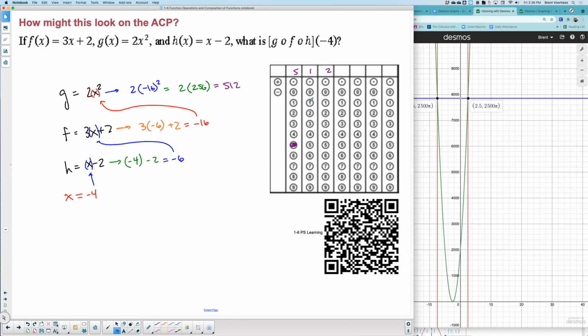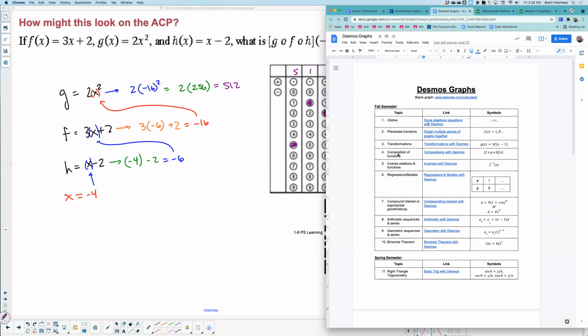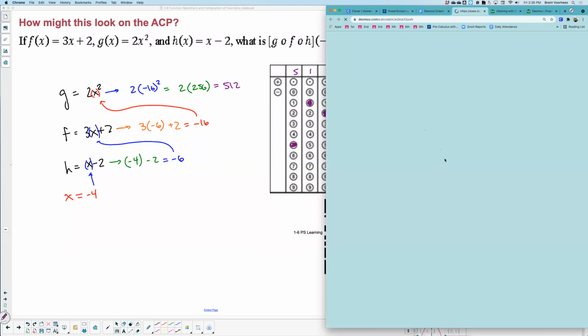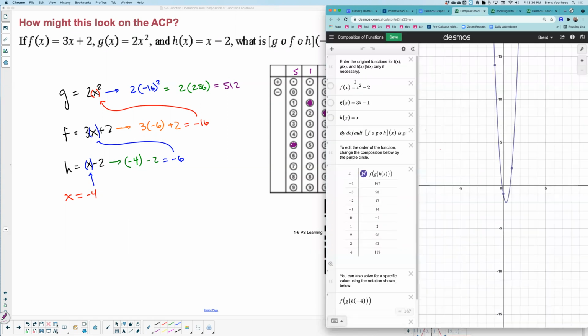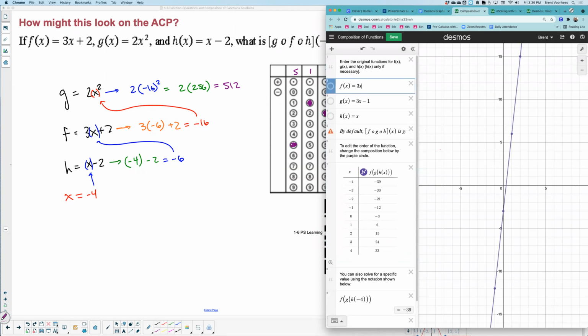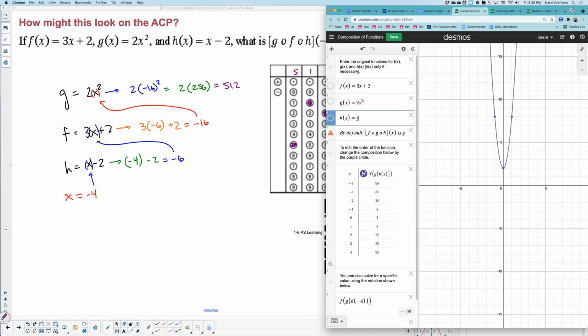And so last but not least, could you check this with your calculator? You bet. The best way to do compositions of functions is, I have this calculator for this. If you put compositions in Desmos, you just plug in your equations here. So f is 3x plus 2, g is 2x squared, h is x minus 2. It says by default we're looking for f of g of h.